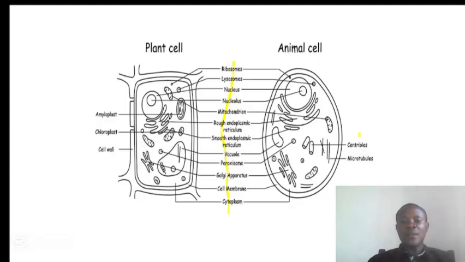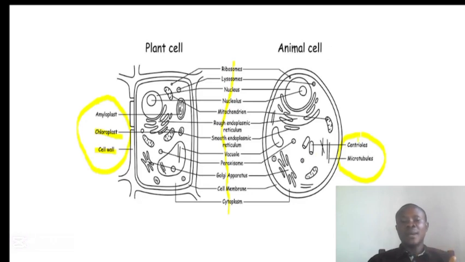And you can see we have 2 on this side, and we have 3 on this other side. The ones on the side of the plant cell are found only in the plant cell. So you can say the plant cell has amyloplasts, the organelles used to store starch. And we have the chloroplast that is responsible for photosynthesis. It is also found only in the plant cell. And we have the cell wall. It is found in the plant cell, not in the animal cell.